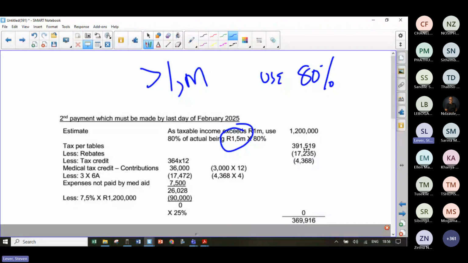What are we then going to do? We're going to say tax on the tables for 1.2 million, 391, less your rebates, less your medical tax credits. But remember here, because he is under 65, guys, when you do the estimate, this should be 4 times. It is calculated 4 times, by the way. You can see 4,368 times 4, and less 7.5% because he's under 65. You're going to do the medical tax calc as if you were under 65.